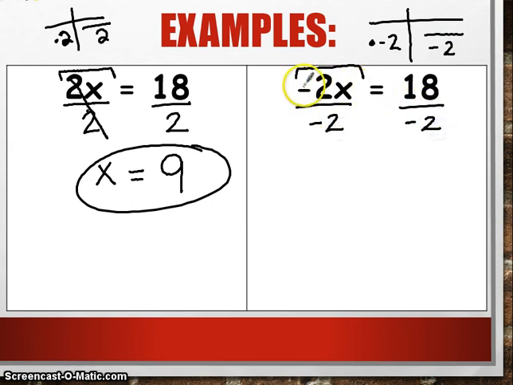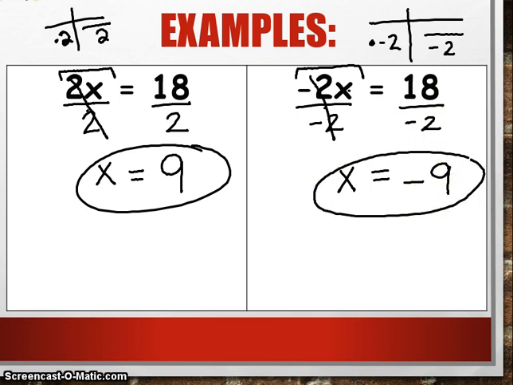This makes sense because negative divided by negative is a positive, and 2 divided by 2 is 1. So we get positive 1 times x, which is just x. Negative 18 divided by negative 2 makes negative 9 because a positive divided by negative is a negative, and 18 divided in half is 9. So x equals negative 9.